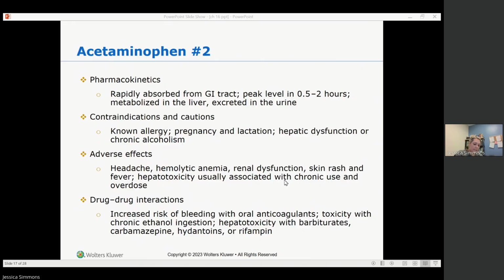What is the antidote for acetaminophen, for Tylenol? I want you to know that. It is at the bottom of page 279 under adverse effects, and it says, when overdose occurs, acetylcysteine can be used as an antidote. Acetylcysteine is the antidote for acetaminophen.